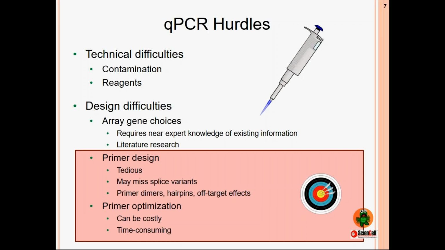Because each gene in your qPCR array requires its own set of primers, careful attention has to be given to each primer pair and then to the set as a whole to ensure that all primers operate under the same conditions with the same efficiency. Otherwise, your data will be compromised.